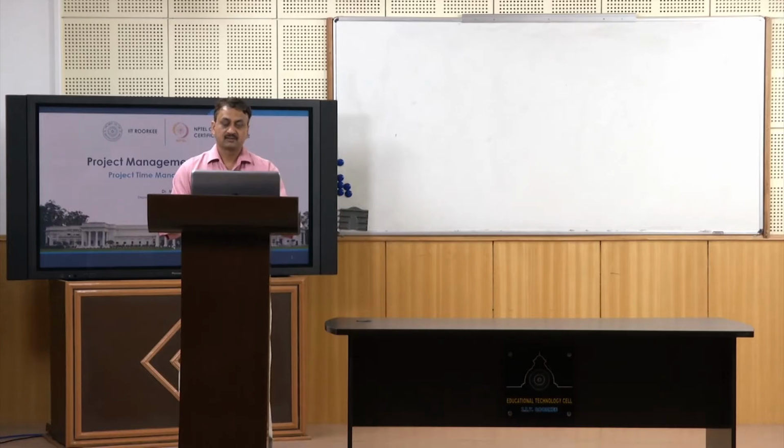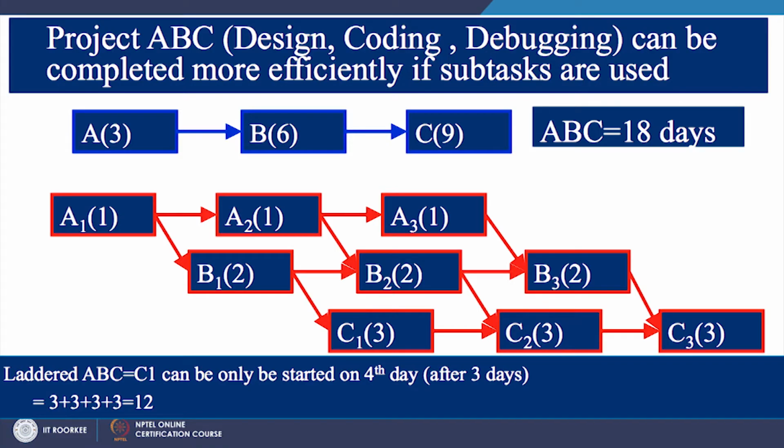Okay. So I hope you would have found the answer, and the answer is 12 days, right. Initially it is taking 18 days, but when you go for laddering it is taking only 12 days. So just see here, in laddered ABC, C1 can only be started on the 4th day. In other words, after 3 days you can start C1.